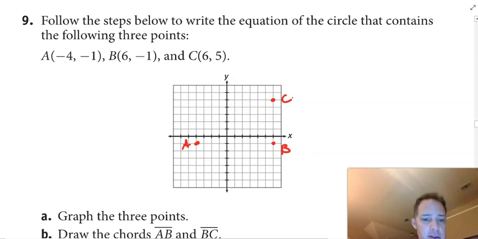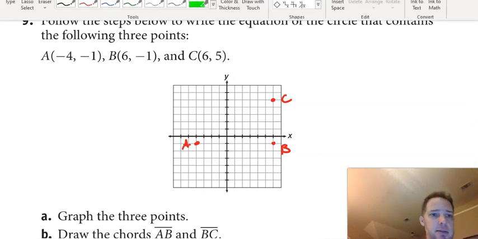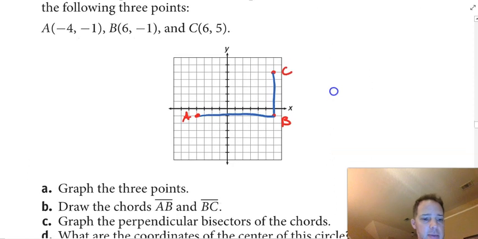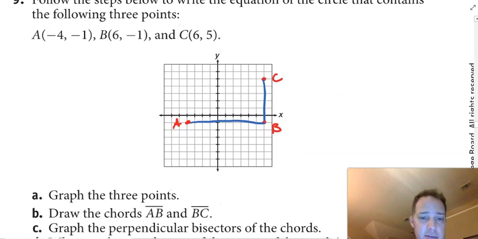Okay, draw the chords AB and BC. So let's go ahead and draw these chords AB and BC. Next step says graph the perpendicular bisectors of each chord. So luckily these are vertical and horizontal lines. Perpendicular will just be a horizontal and vertical line here. And if the total distance is 10, that means 5 units would be the midpoint. And this one, the total distance, it went from -1 to 5, so 6 units, 3.